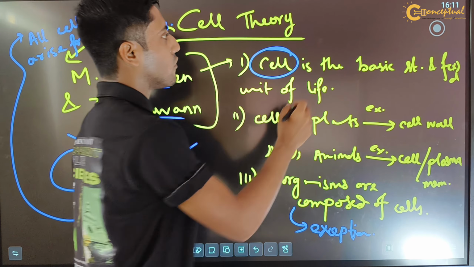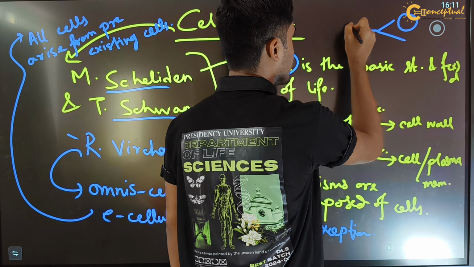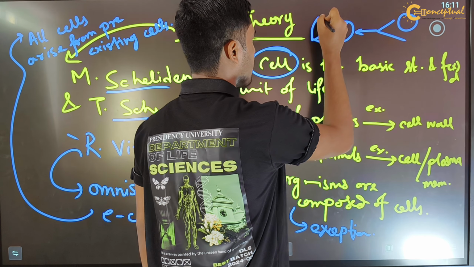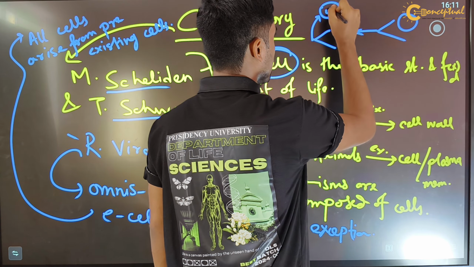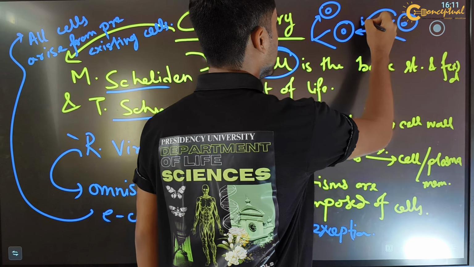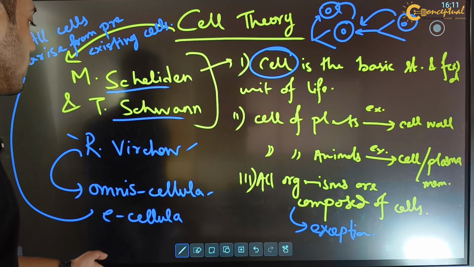So if we are speaking of a particular cell, where did it come from? It came from a parental cell. Where did this cell come from? This cell would have come from another parental generation of the cell. So cells will arise always from pre-existing cells. This was the theory that completed the whole cell theory.